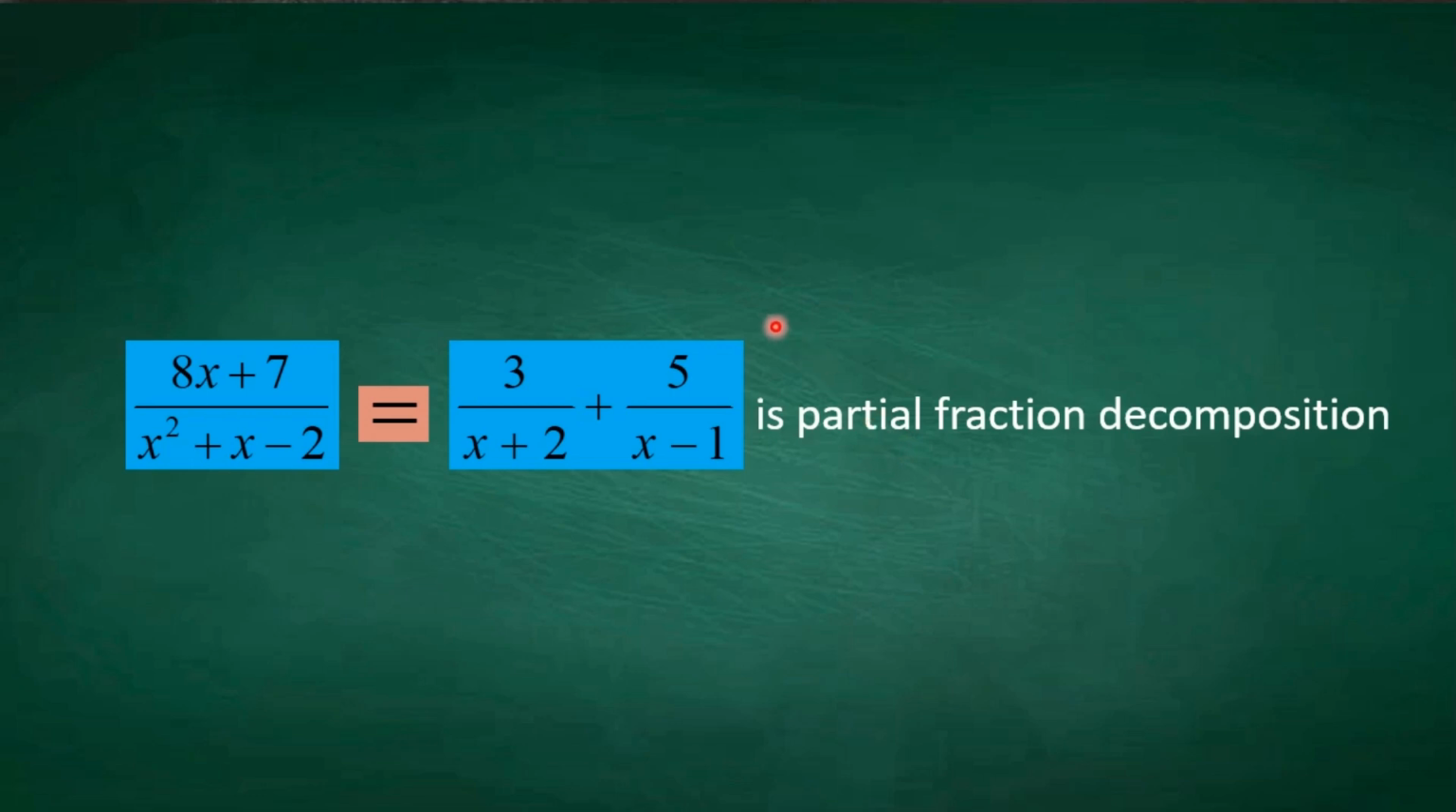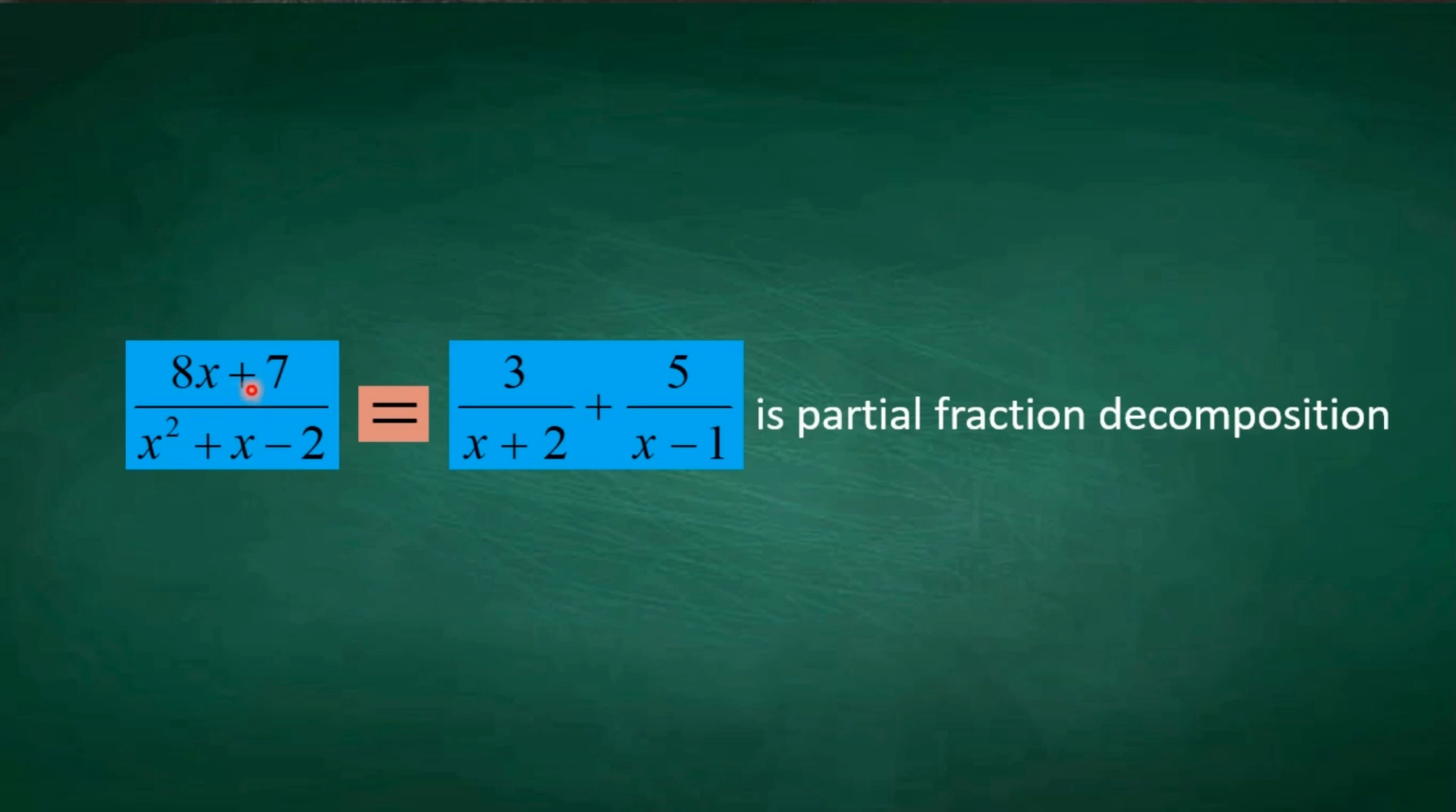So given a complicated fraction, you need to find out the components in this form. So this process is known as partial fractions. Alright, so let's understand what type of fractions can be converted into partial fractions.